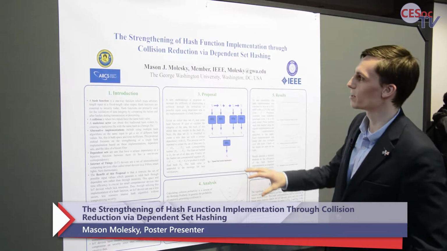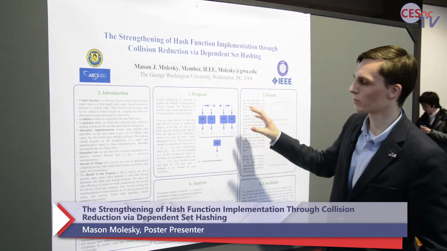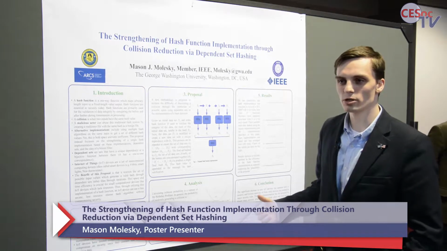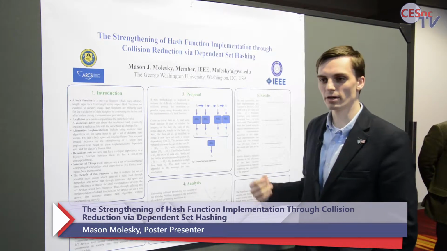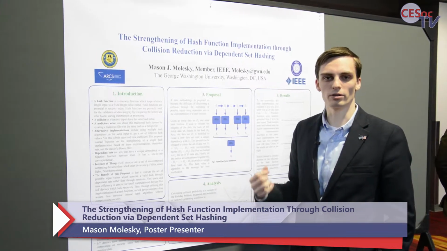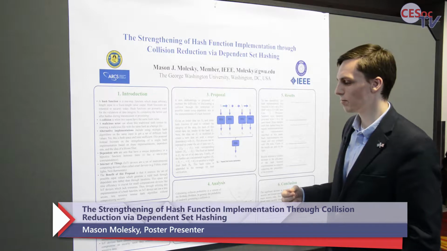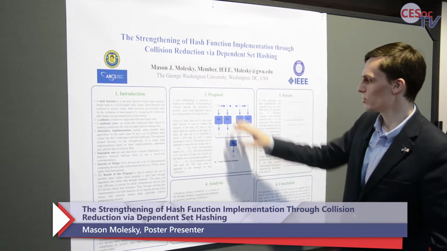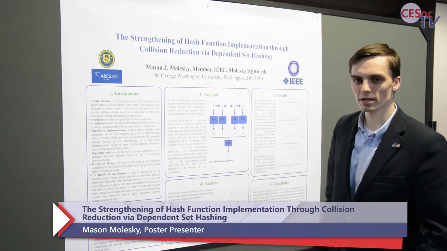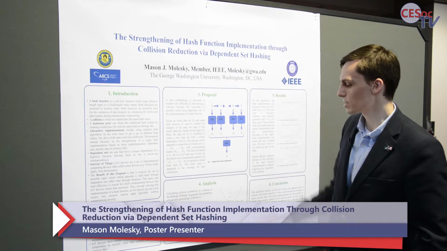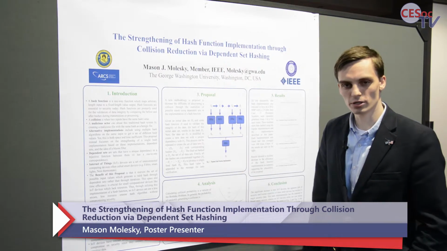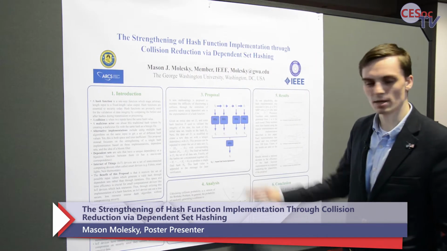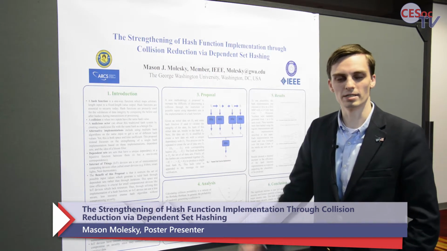My poster is about strengthening of hash functions, implementation through collision reduction using dependent set hashing. So the main idea is to strengthen the security of hashes, which are used to ensure the integrity of information, particularly on IoT devices, which are resource constrained. By using your original data set and creating multiple dependent data sets to exponentially increase the difficulty of finding a collision and making it that much harder for someone to create a malicious file with the same hash function, which would allow them to invalidate the integrity of that information.